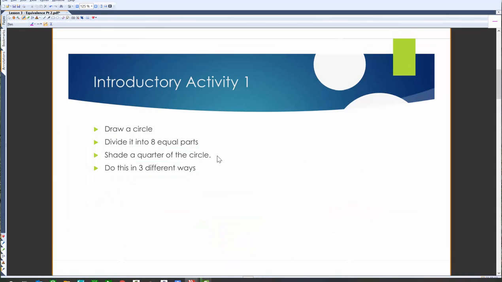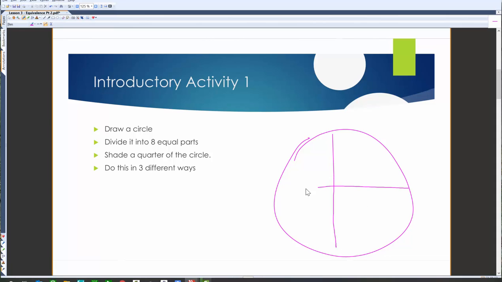Couple of introductory activities. Draw a circle divided into 8 parts. There's my 8-part circle. Shade a quarter of the circle. Easy. There's one method. Do that in 3 different ways. Instead of shading that part there, I'm going to change it to that part. There's a second way. Here's a third way.